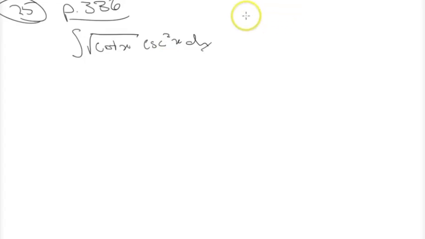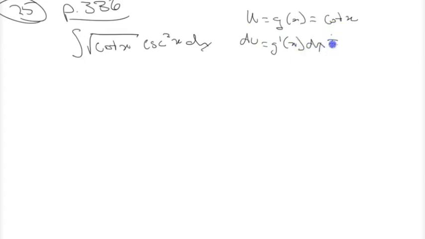So we'll have a variable u, define that as a function g of x, and because cotangent is the one that has its derivative later in the expression, we will make g of x cotangent x, and then du is g prime of x dx, and the derivative of g is going to be negative cosecant squared x, and that dx carries over.